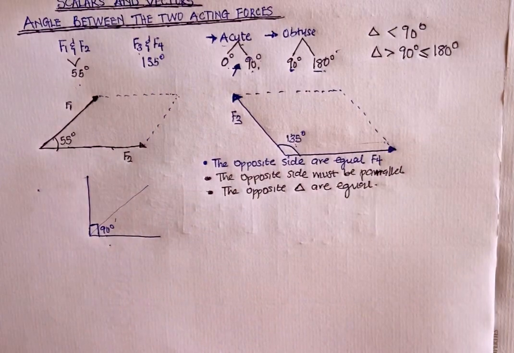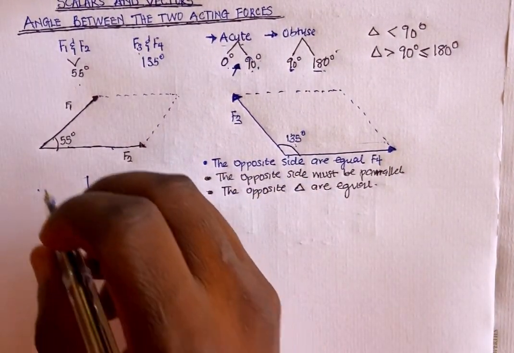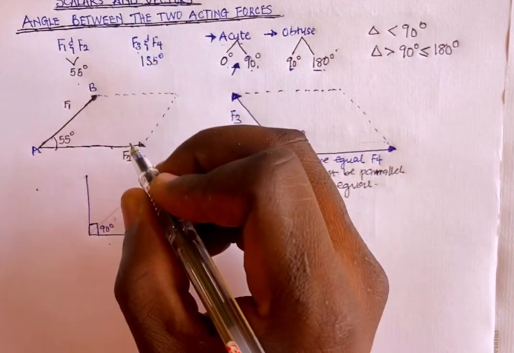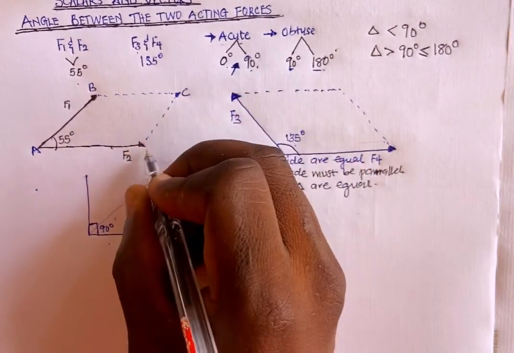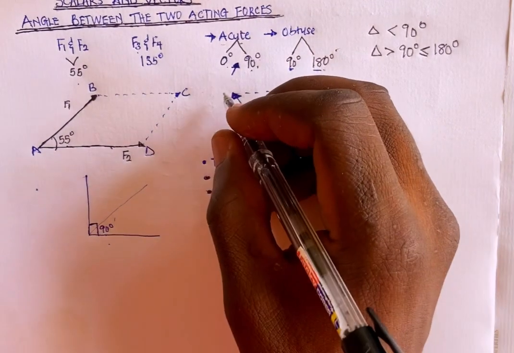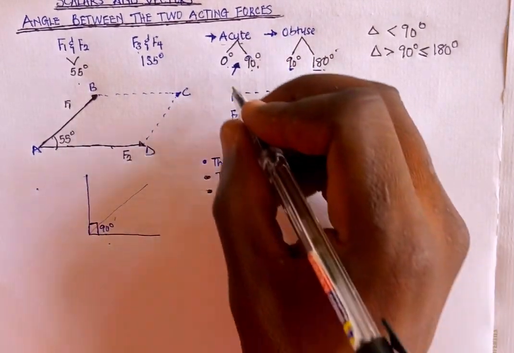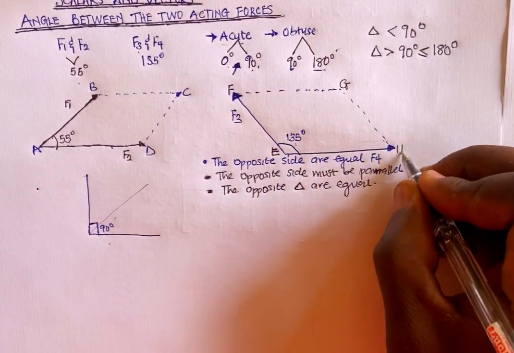So now let's go ahead and name the angles. Let's name this angle A, let's name this B, right? Let's name this C and let's call this D. Similarly, let's go ahead and name this side E. Let's name this side F and this side G and this side H.